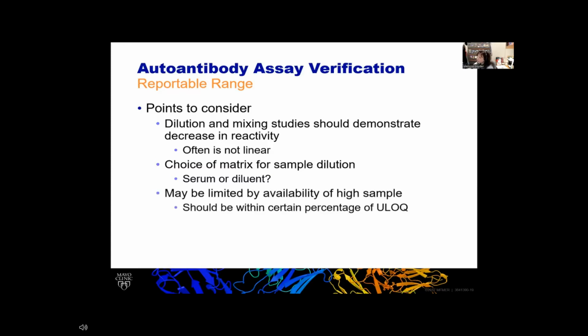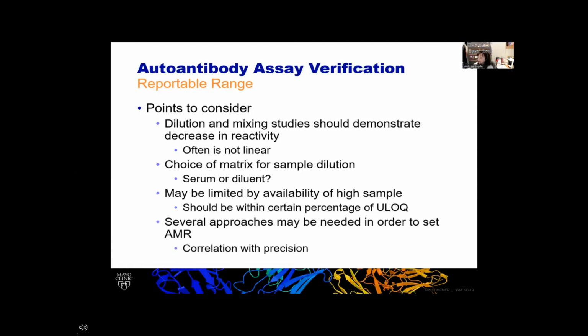Just as with precision, sometimes you are limited on the availability of the high sample, and so assessing linearity over the entire analytical measuring range may be difficult. There are recommendations that when you're assessing for linearity, the sample that you use should be within a certain percentage, I think about 15% of the upper limit of quantitation. But again, you may not always have access to a sample like that. And so you may be limited to assessing for linearity just based on whatever samples that you have at your disposal.